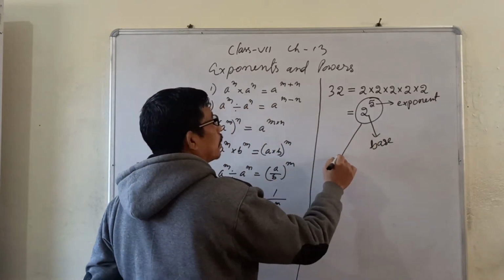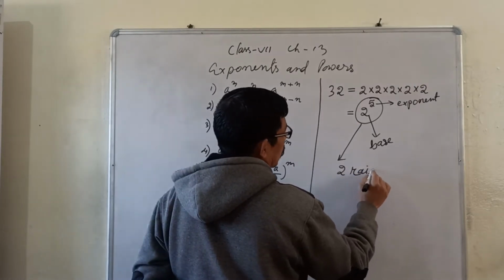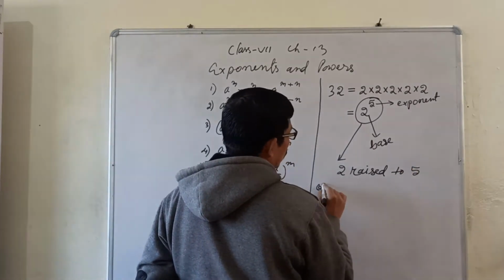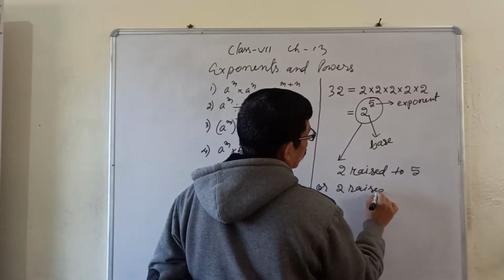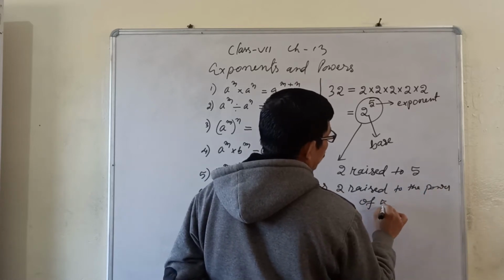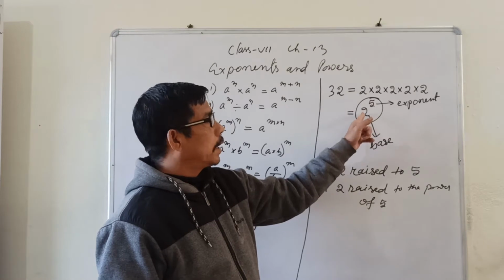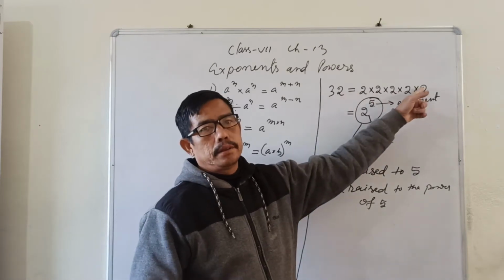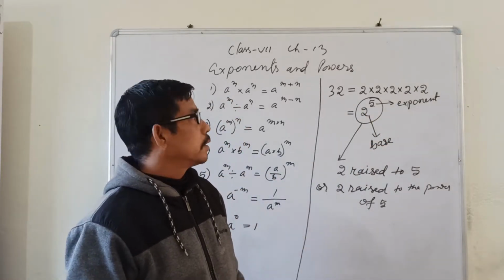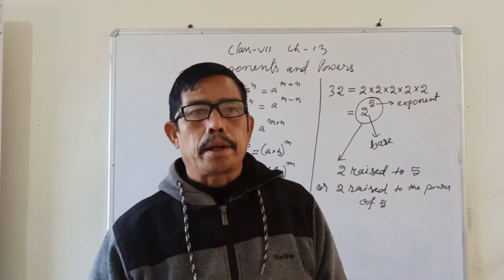And how do we read this one? We can read this as 2 raised to 5, or 2 raised to the power of 5. So the exponent of a number indicates how many times you will multiply that number. And base means what number will be taken for multiplication. That is the base. So this is the meaning of the base and the exponent.